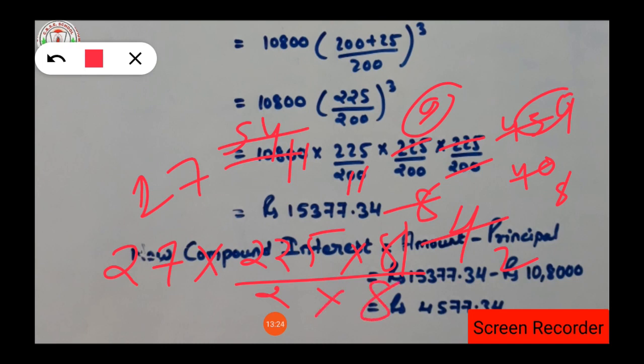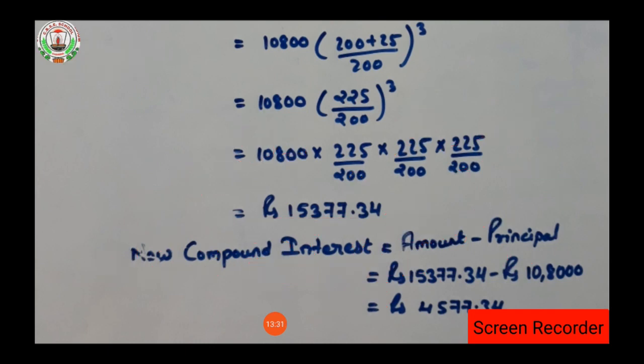Okay, so 2 into 8 will be 16 and we have to multiply the whole numerator, then we will divide it by 16. While dividing it by 16, what number will we get? We will get 15,377.34 rupees. So hope you people are understanding the explanation of this. So while solving the above equation, we will get the answer as 15,377.34 rupees.